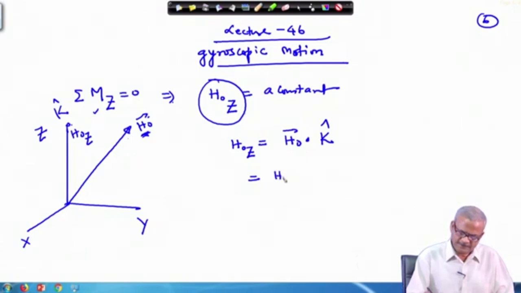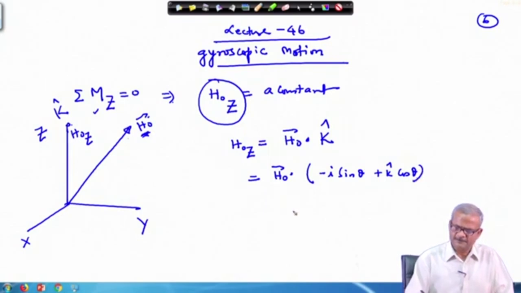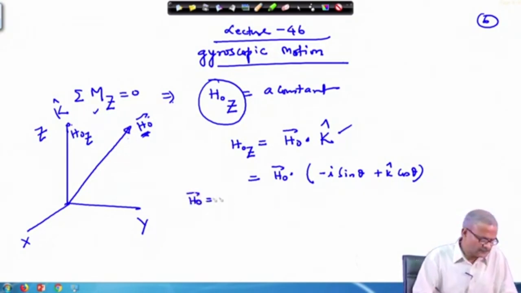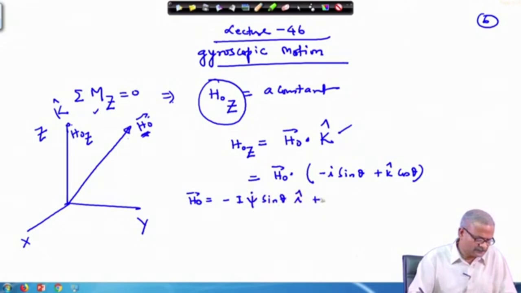So, your this is H 0 dot K is minus I sin theta plus small k cos theta. Okay. This we have already done. So, look back in the previous lecture, and H 0 previously we have calculated. So, H 0 we need to put here in this place. So, your H 0 is minus I times psi dot sin theta times I cap plus I 0 times phi dot plus psi dot cos theta times k cap.